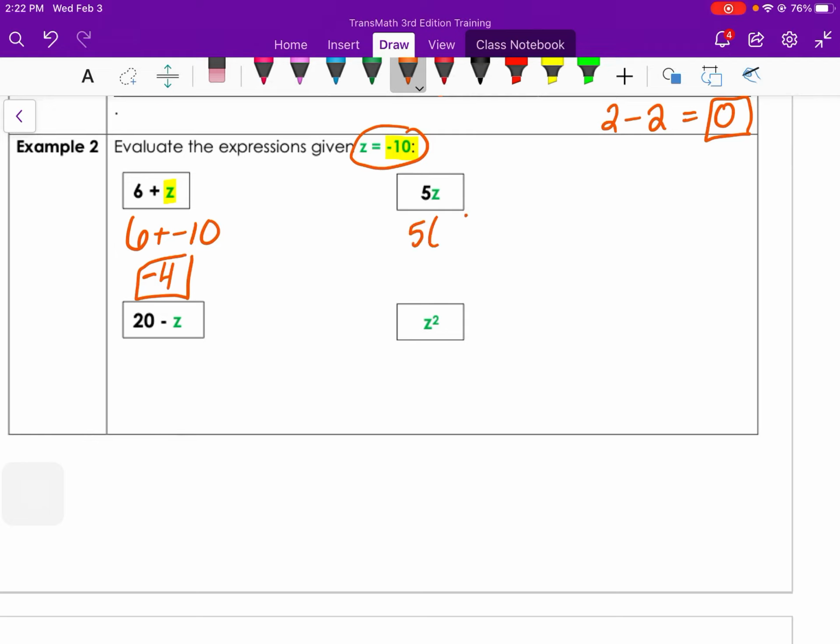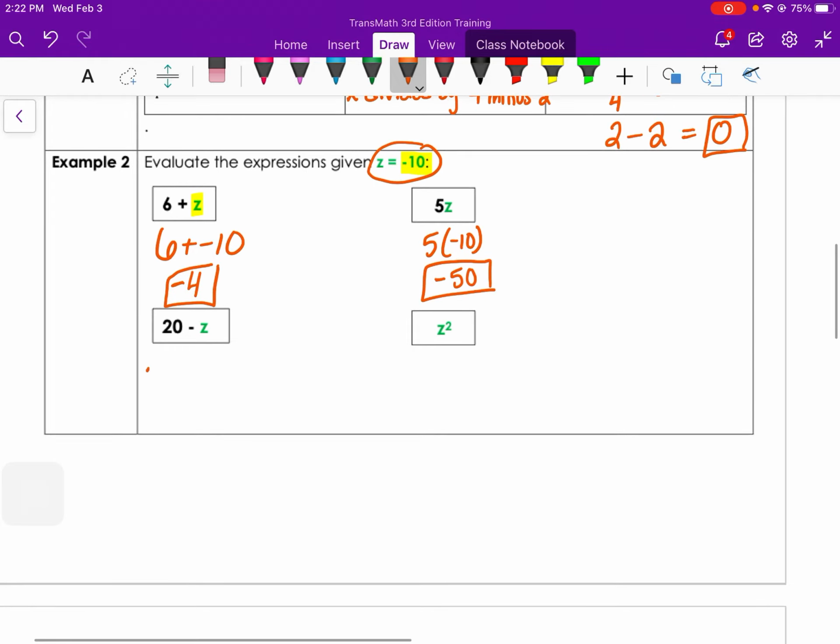5z means 5 times z. Replacing the z with the -10 would mean 5 times -10. Positive times a negative is a negative. 5 times 10 is 50, so -50. 20 minus z, so it'd be 20 minus, and then replacing the z with the -10 would mean 20 minus -10. A minus a negative means 20 plus 10, which is 30.